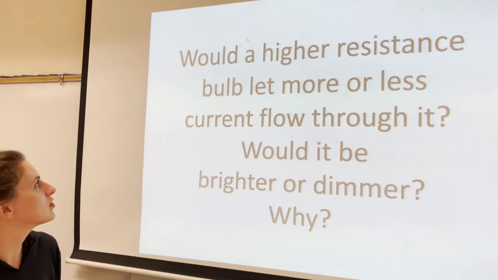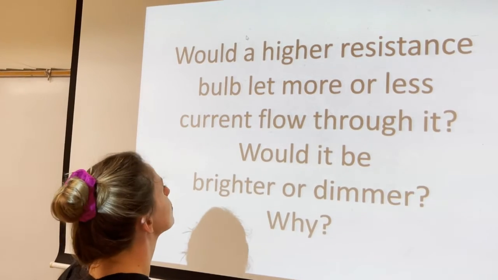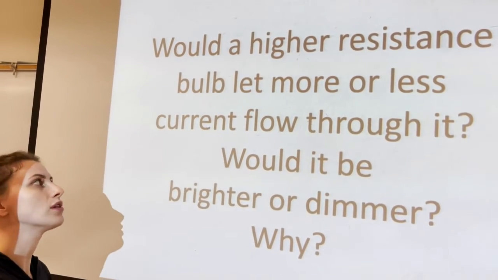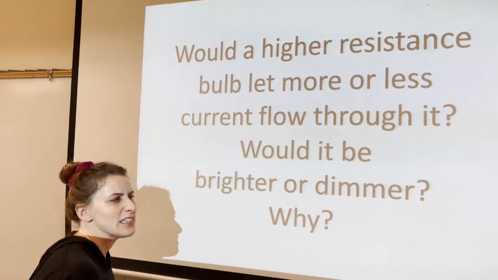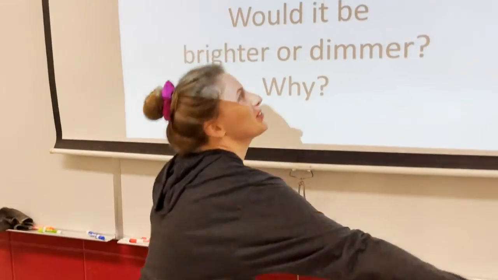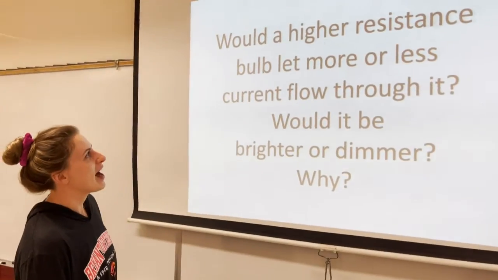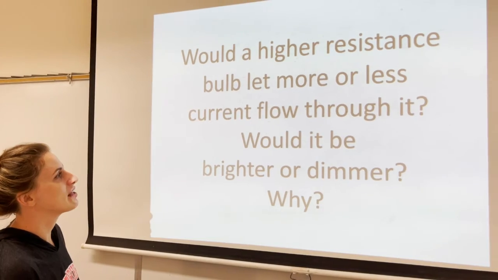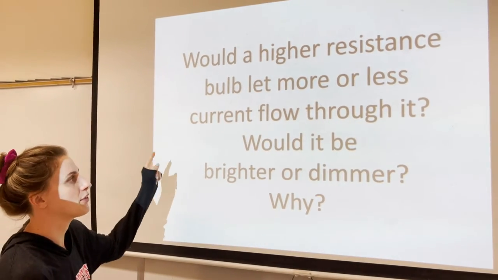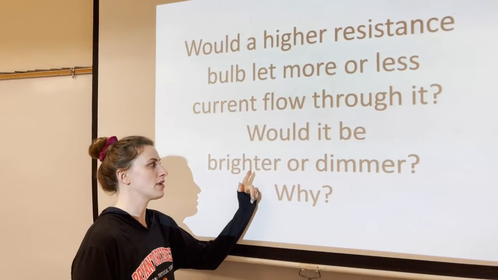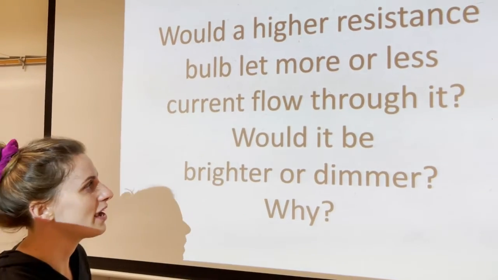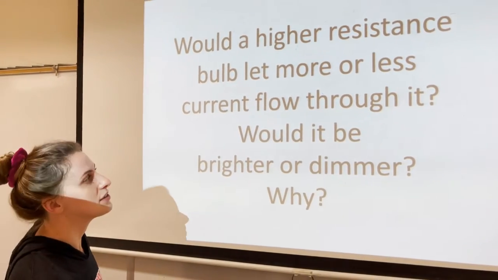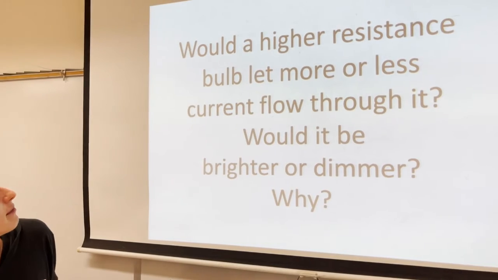Would a higher resistance bulb let more or less current flow through it? What does resistance mean? It's like trying to push through, trying to get through. So if I have a higher resistance bulb, there is going to be less current flowing through it. Less current means we have not as much power, or it's going to be more dim. Think about that P equals I times V equation.